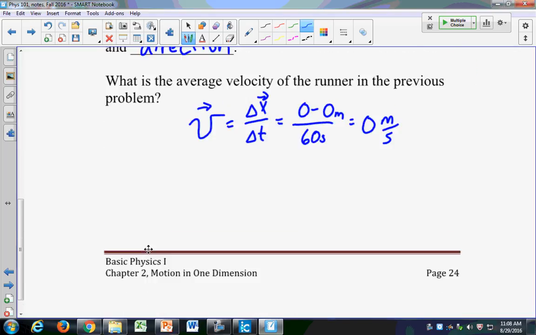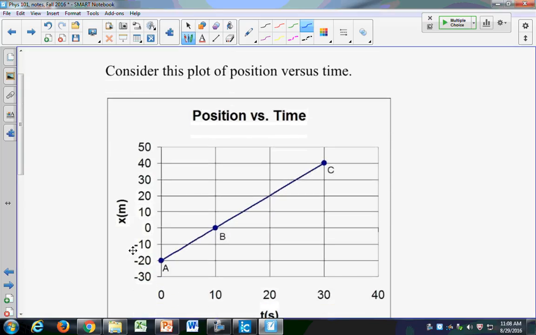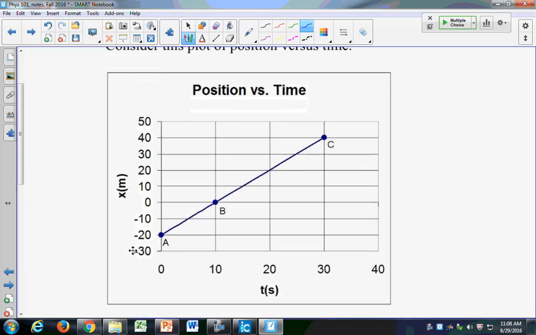You could see some basic problems on the test about finding the distinction between speed and velocity and displacement in that way. You're definitely going to see some questions where you have graphs and you have to analyze the graphs and figure out what is the velocity or the acceleration or the distance traveled. And I'm going to show you how to do that.